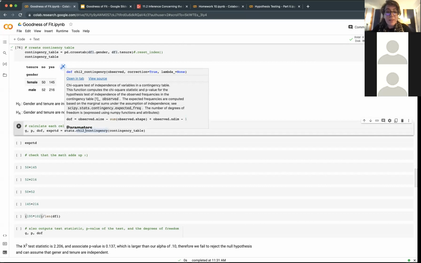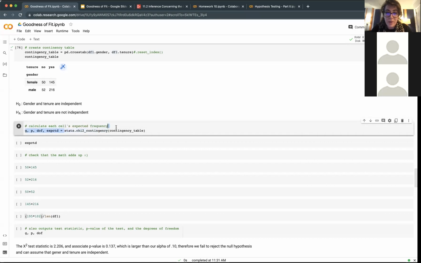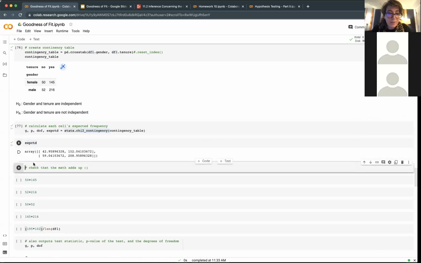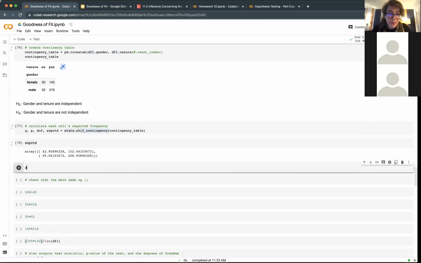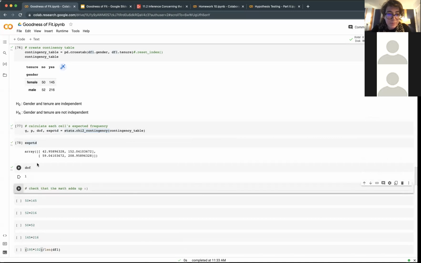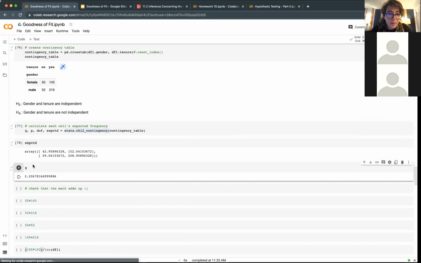But in this case, this actually does all of the different parts using this one already built-in function. We just need to get the data in the right format using this contingency table. And then this will calculate all of the different things we need, and even give us the degrees of freedom. So there's just 1 degree of freedom because there are 2 different groups. Let's see what the values of G and P are.